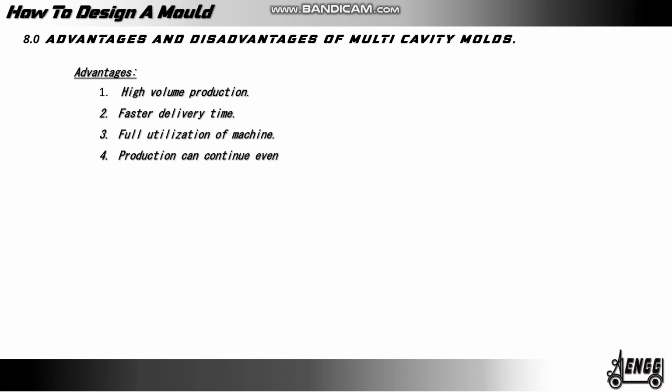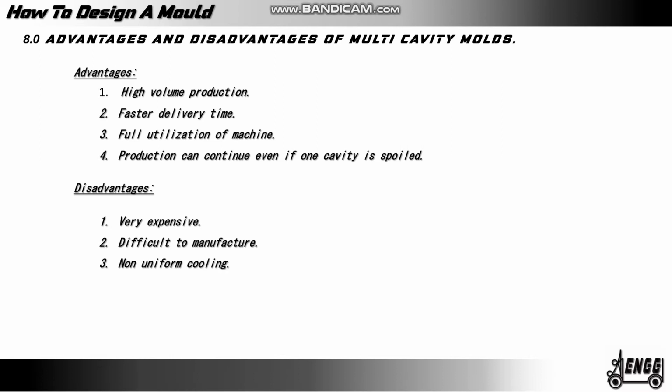Advantage and disadvantage of multi-cavity molds. Advantage: high volume production, faster delivery time, full utilization of machine. Production can continue even if one cavity is spoiled. Disadvantage: very expensive, difficult to manufacture, non-uniform cooling, non-identical parts, less flexibility in design.